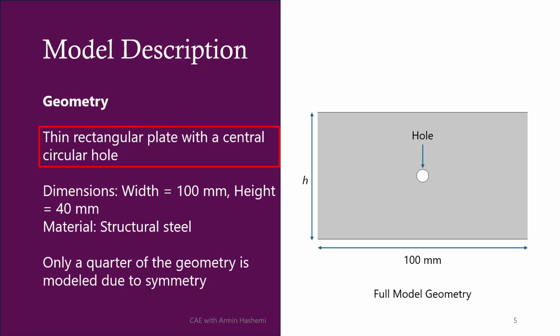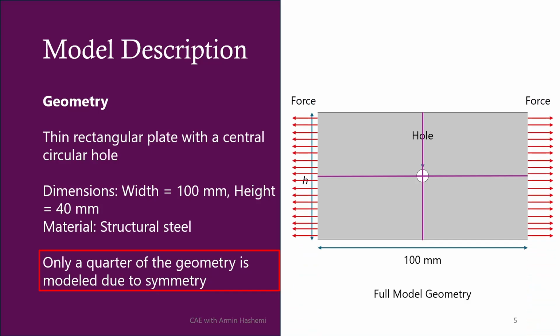The geometry consists of a thin, finite rectangular plate with a circular hole at its center. The plate has a width of 100 millimeters and a height of 40 millimeters. Since the model has a finite length, the geometry slightly influences the stress concentration factor. However, this effect is small enough to be neglected. As shown, the geometry is symmetric about both axes, so only 1/4 of the model needs to be simulated.